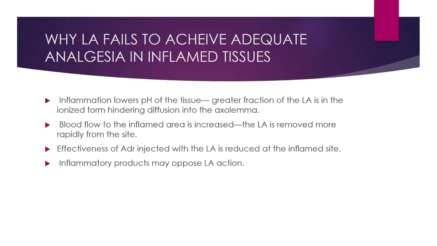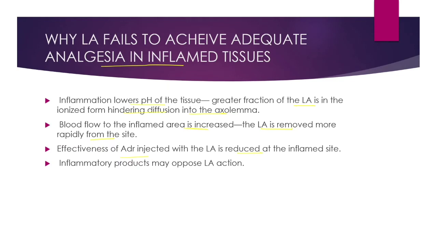Local anesthesia fails to achieve adequate analgesia in inflamed tissue. Inflammation lowers the pH of tissue. A greater fraction of local anesthesia is in ionized form, hindering the diffusion into the axolemma. And there is increased blood flow to the inflamed area, so local anesthesia is removed more rapidly from the site. And the effectiveness of adrenaline injected with local anesthesia is reduced at the inflamed site. And inflammatory products may oppose the local anesthesia action.